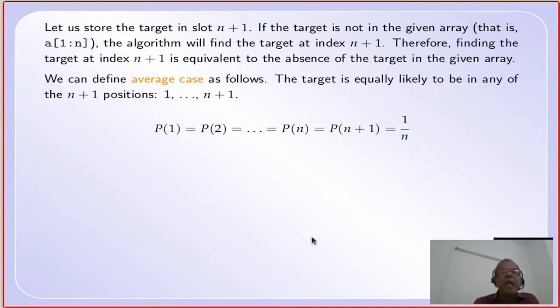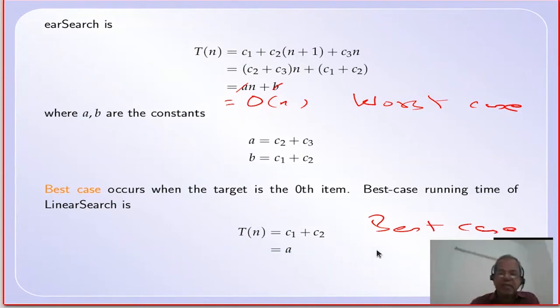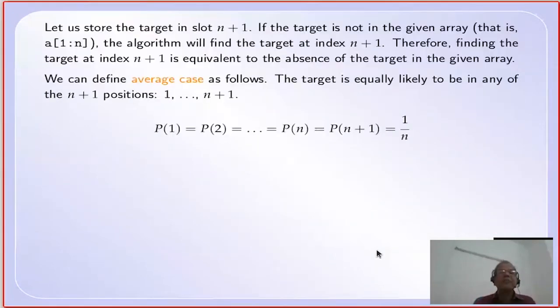So we may say the worst case of linear search is this. Linear, the running time is big O of n. The best case, the running time is constant. How about the average case?